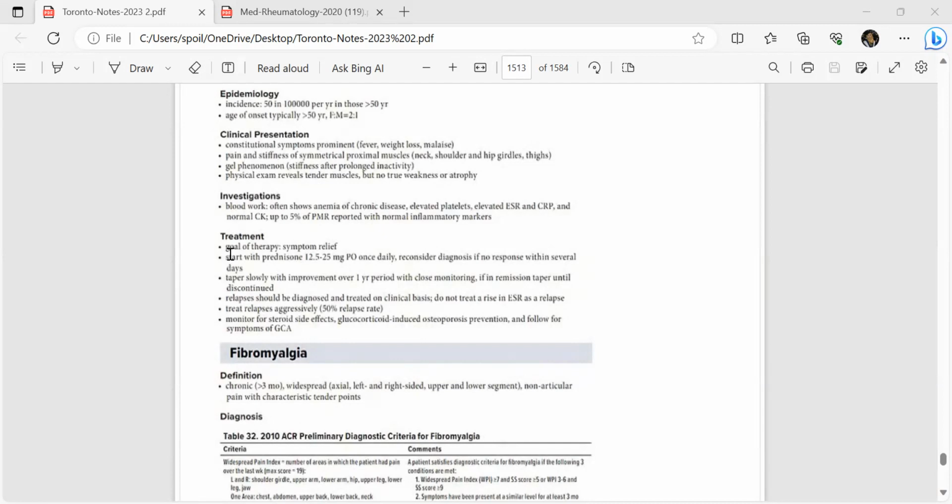Treatment: the goal of therapy is symptom relief. Okay, fine. We'll start with prednisone. And if there is no response within 7 days, then we will taper slowly, with improvement over a 1 year period with close monitoring.